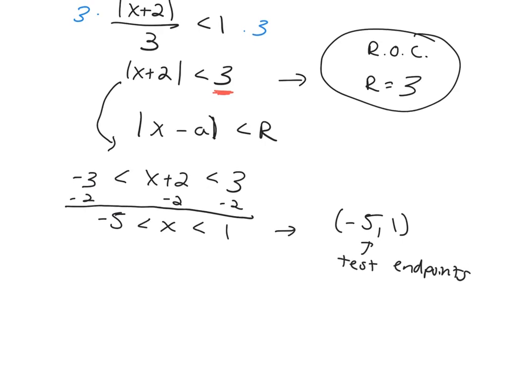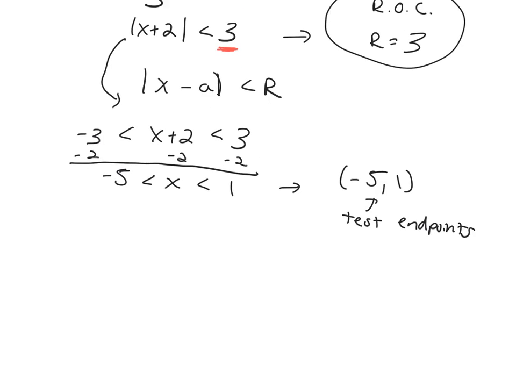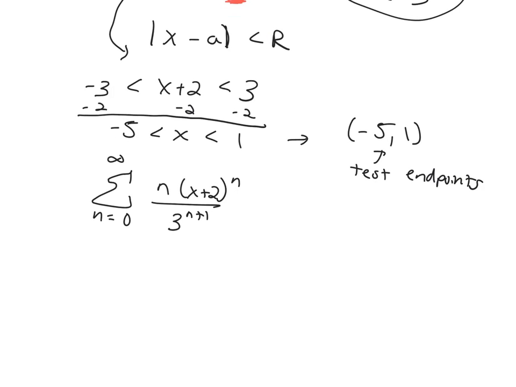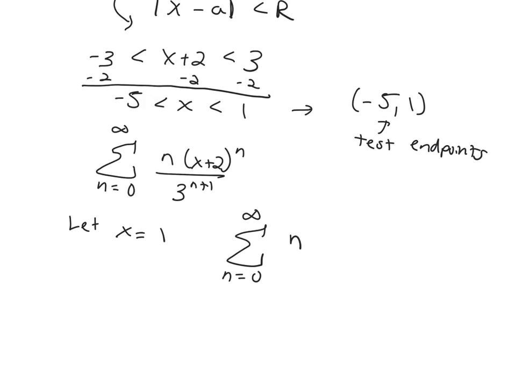So I need to go back to my original series and plug in. Originally I had n equals 0 to infinity, n times (x plus 2) to the n over 3 to the n plus 1. Let's plug in these numbers. So let's start with 1. Again, it doesn't matter which one you start with first. We have to plug both of them in, but I'm going to start with 1. And I'm going to plug that in place of x: n times 3 to the n over 3 to the n plus 1.